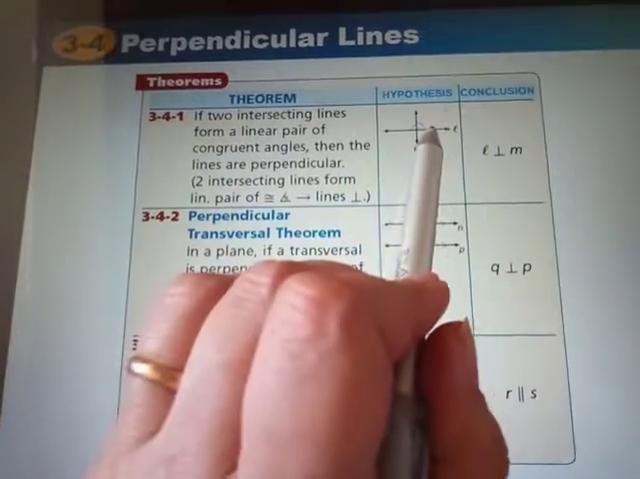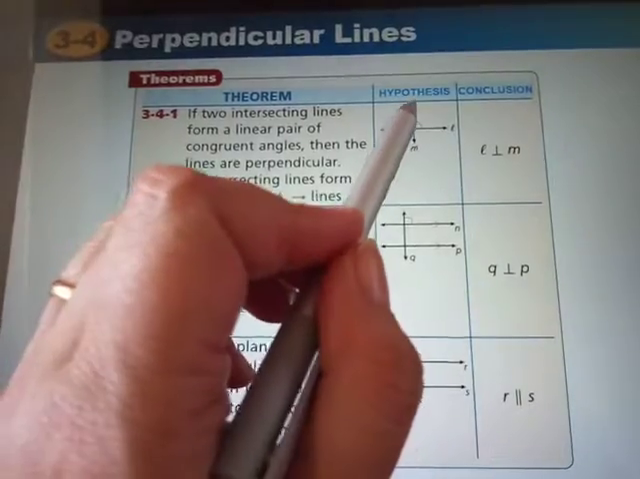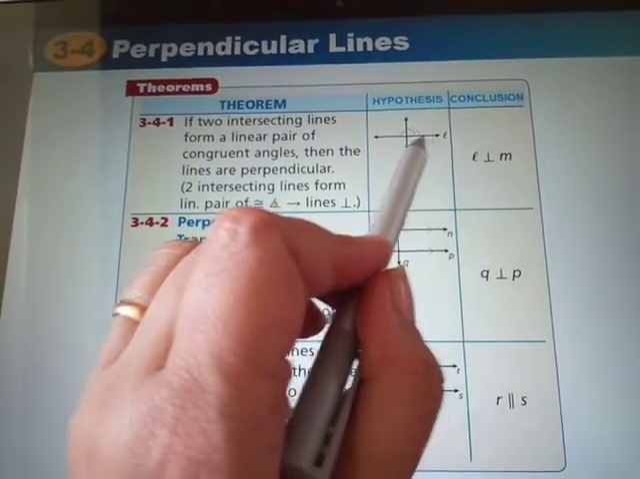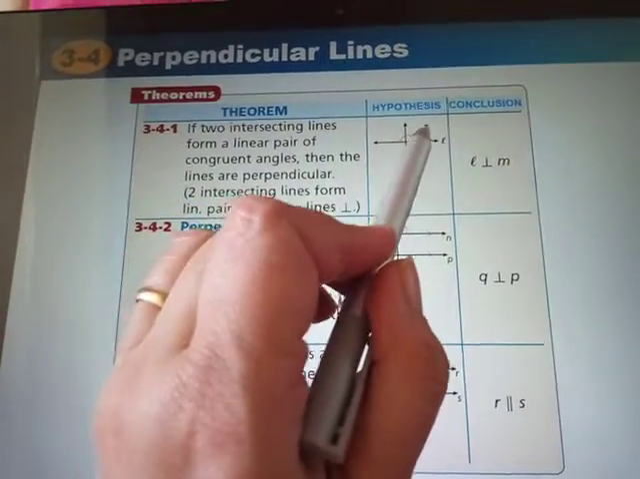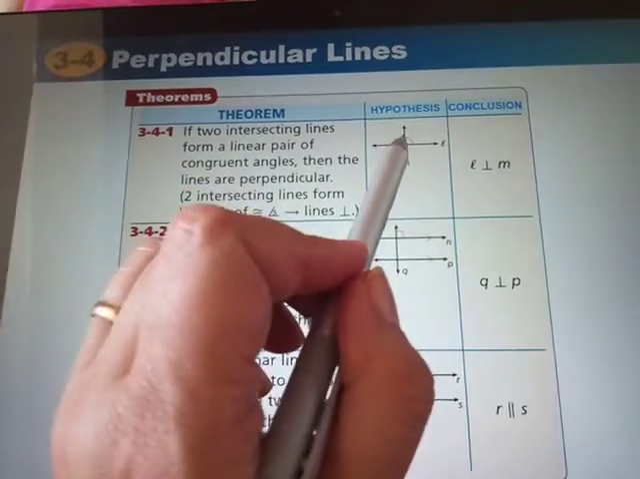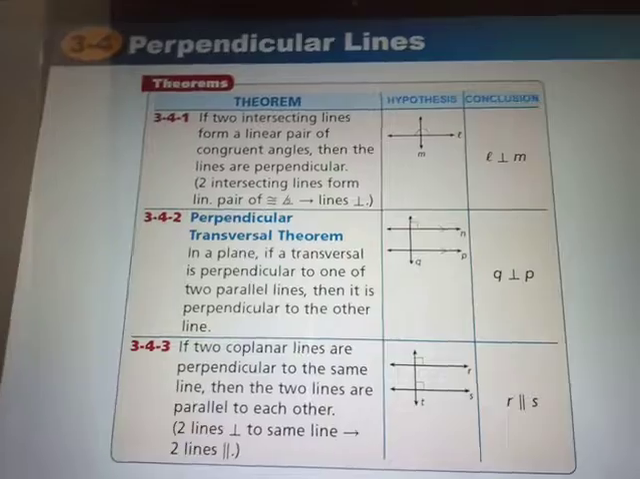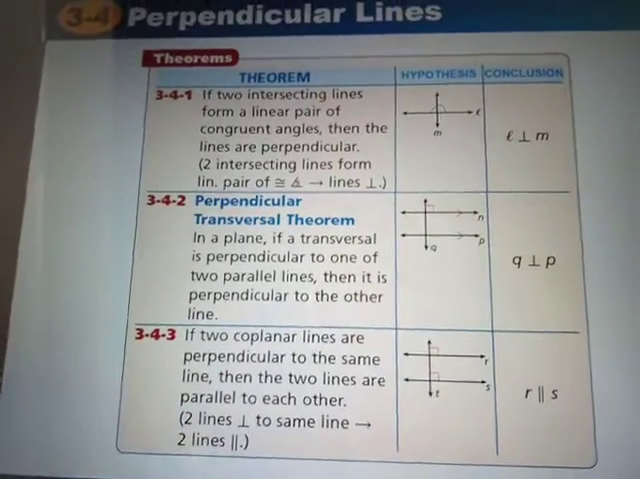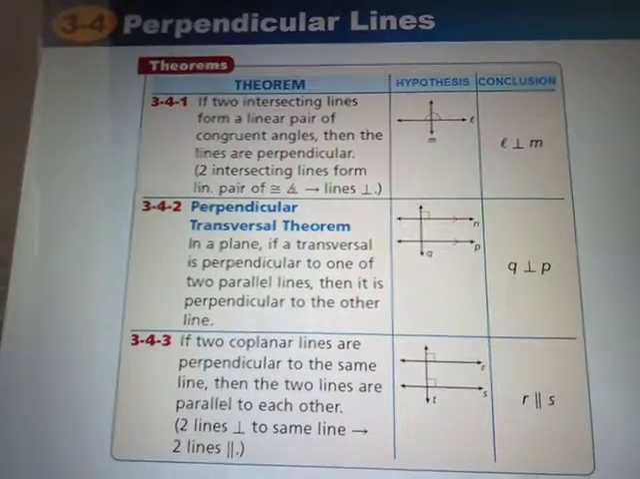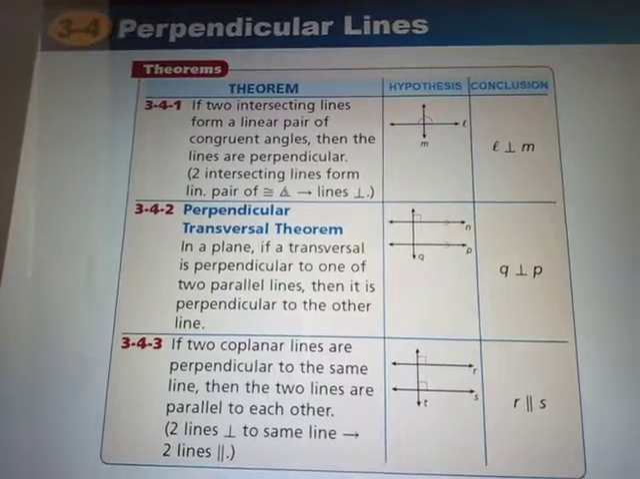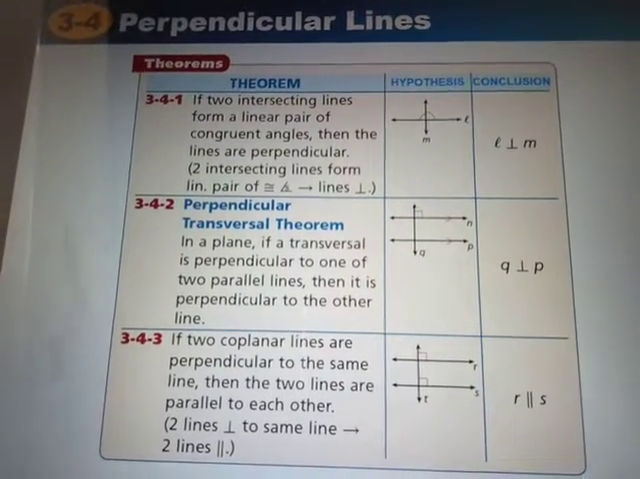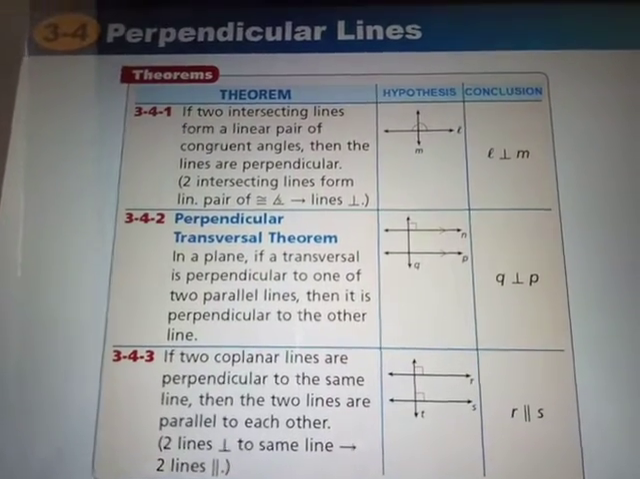So this is the hypothesis, this is the given. I have two angles that form a linear pair and they are congruent. So of course line M is perpendicular to line L. Understood? Why? Because the measure of each angle equals 90, so it's perpendicular.